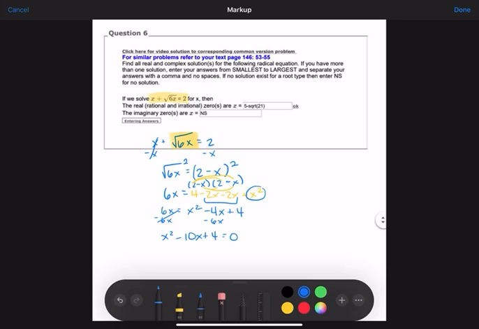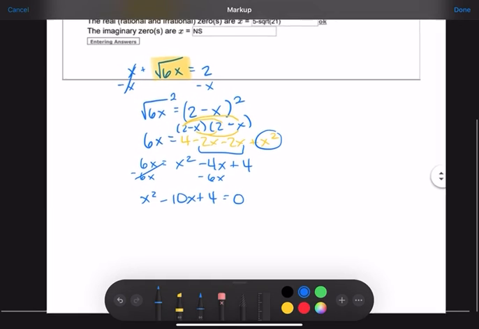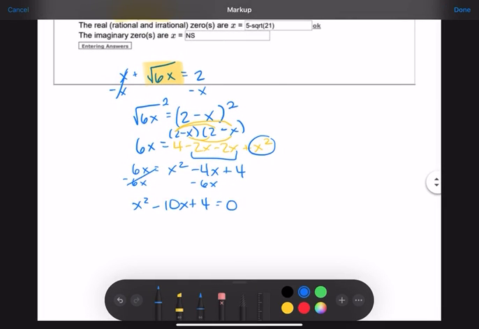So I already have a leading coefficient of 1, so I'm good to go ahead and move this 4 to the other side. So I get x squared minus 10x, remember I'm going to leave some space, equals negative 4. And what I need is b over 2 squared. So my b is negative 10, over 2, squared. Negative 10 divided by 2 is negative 5, squared is 25. So I'm going to add 25 to both sides.